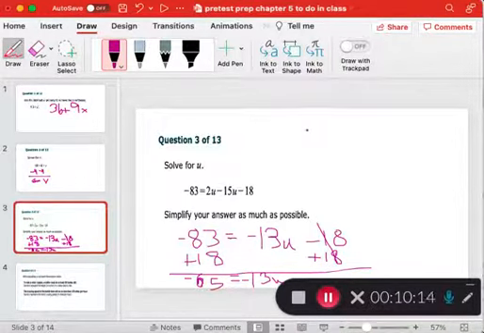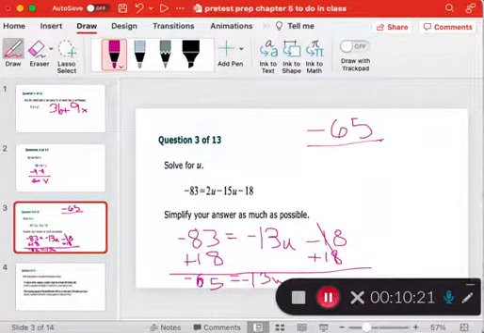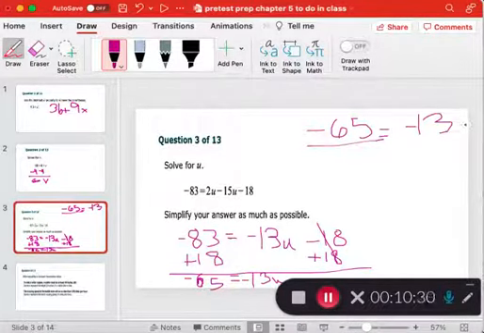So I have to come up here and write this again. So negative 65. Now take it away. Aren't you going to divide it? Because the negative 13u, isn't that joined by multiplication? Yeah.